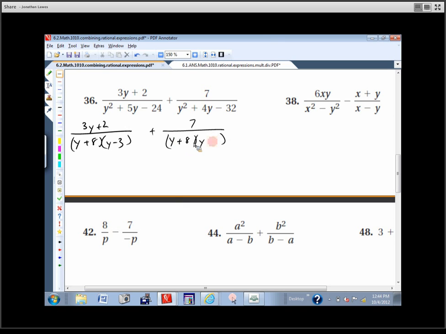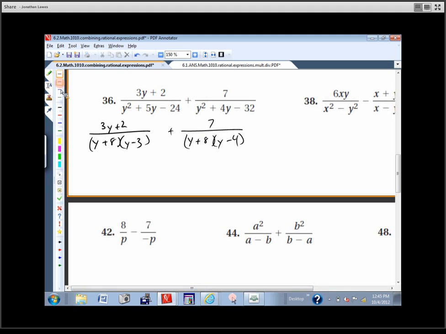Positive 8, negative 4. Double check. Multiply to be negative 32, combine to be positive 4. I've got the right ones. Now all I have to do is get a common denominator. What does this one need?